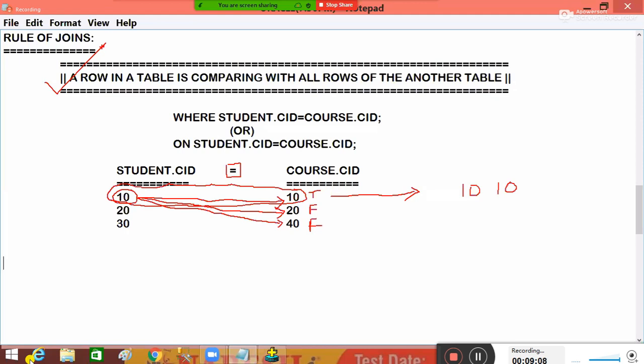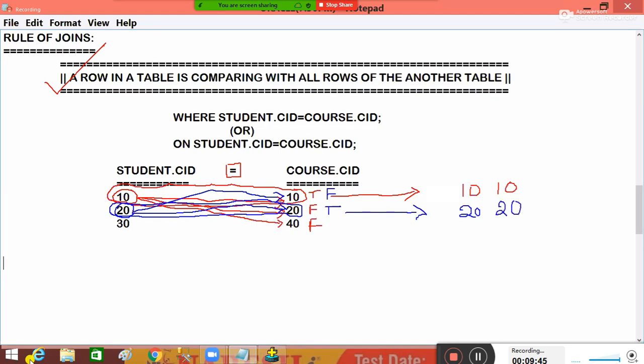The second one is what now? Suppose the second row, 20, again you have to compare. 20 is equals to 10, condition false. Then 20 is equals to 20, condition true. So when the condition is true, this row is going to be joined together, and that information is displayed on the screen: 20, 20.